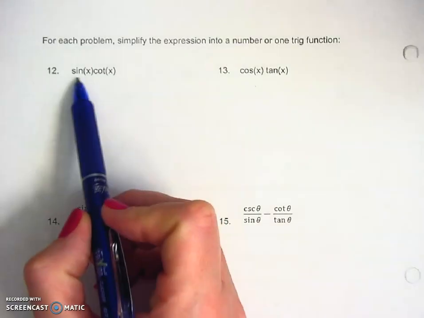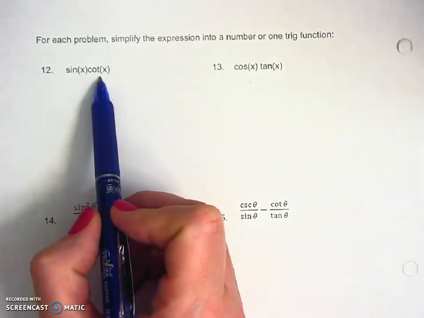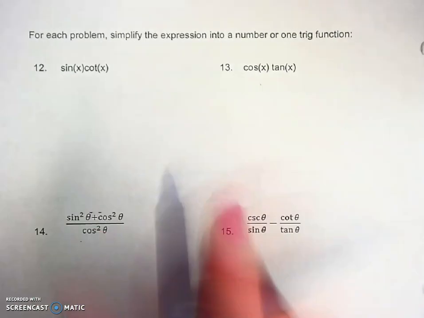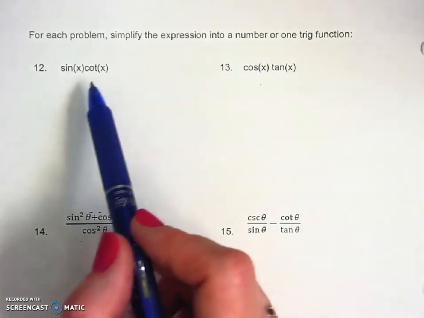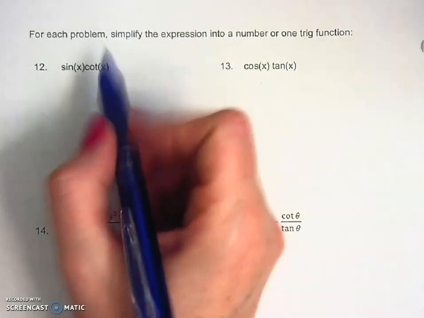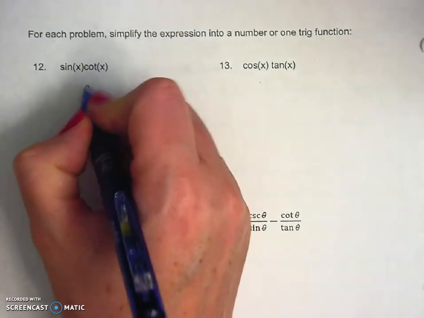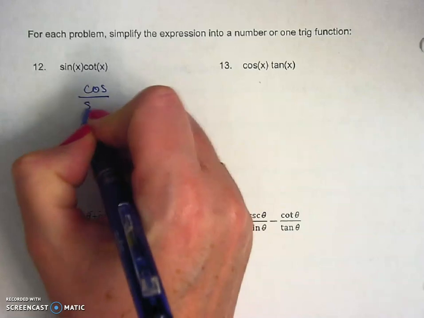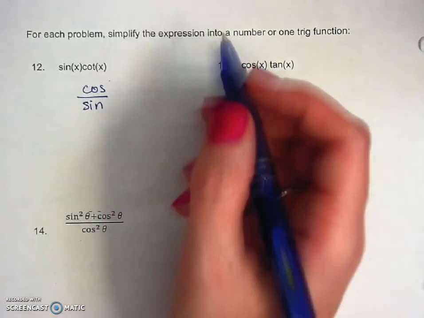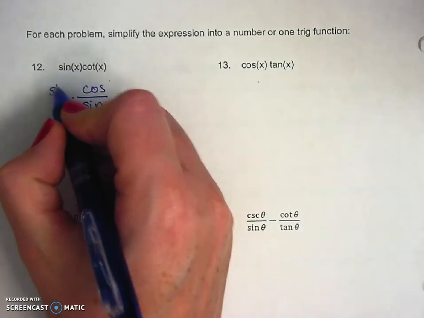So looking at this first problem, you'll see that we have two trig functions that are being multiplied together. And our goal is to rewrite it or do some kind of math on it that will simplify this down to one trig function, or maybe just one number. So the way I'm going to do that is realize that cotangent can be rewritten as cosine over sine. And technically of x, but just to save time, I'm not going to write that. And then it's times this first sine.